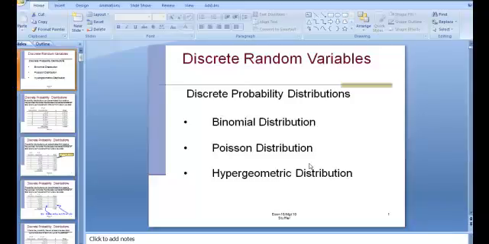Well, this would be your statistics lifeline for Chapter 5, which is the topic of discrete random variables. Let me get this slideshow started.